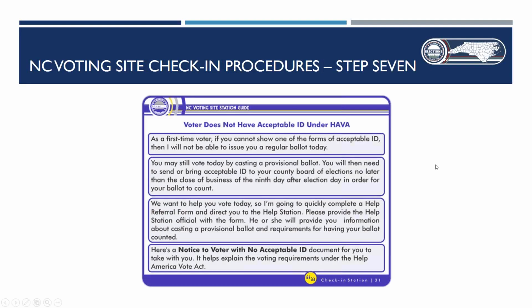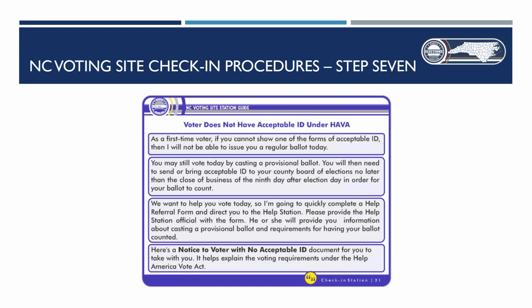So if the voter does not have acceptable ID under HAVA, here is some best language to use. And then once again, they can cast a provisional ballot. And I just want to reiterate that in any case, any voter, if you run into issues, they can always cast a provisional ballot and still have the opportunity to vote. And you would just refer them to the help station.